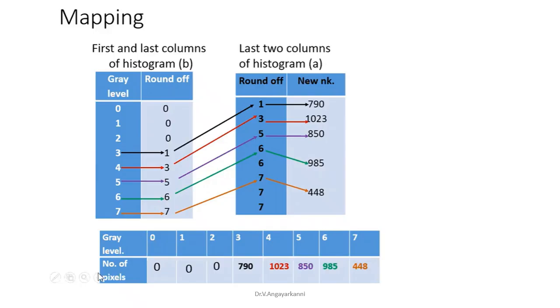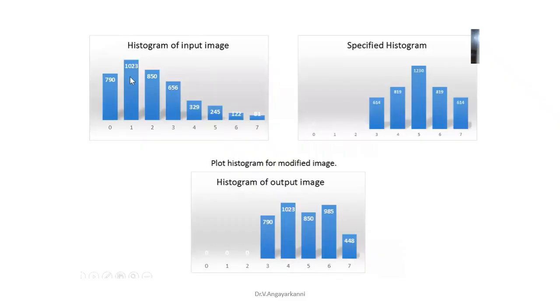Then for gray level 4, rounded off to 3, that is taken. Then 1023. So that is the new NK. Now for the value of 5, rounded off to 5, 850 is taken. So like this we are making the values and then reconsidering for 6, 985, for 7, 448. For 4, 1023, the old value is taken. For 3, we take 790. So like this we are taking and reconsidering the new table values. The histogram of an input image and its corresponding specified histogram, and the histogram of the output image, have been shown as separate graphs.